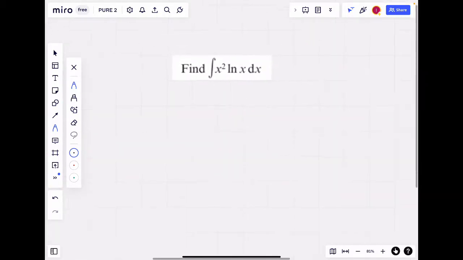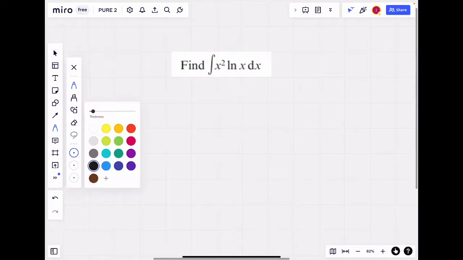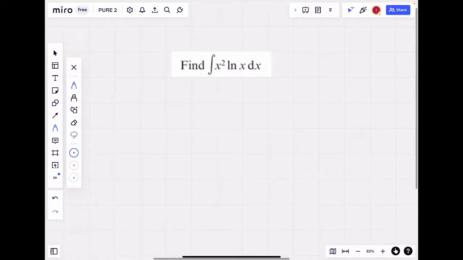So, this question. Now, we have x squared, and then we have ln x. According to the example we did before, we would have made this u and this dv by dx, right? Here's the issue with that. There's no rule to integrate ln x. There is a rule to differentiate it. There isn't a rule to integrate it.